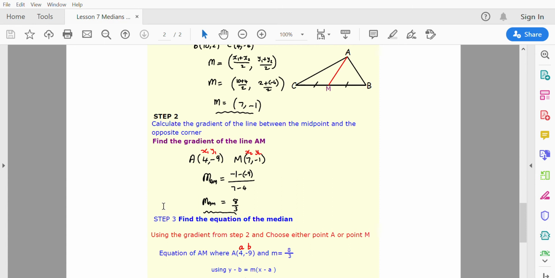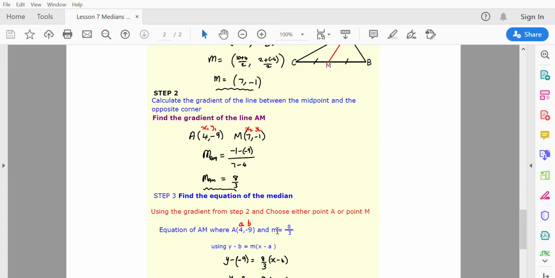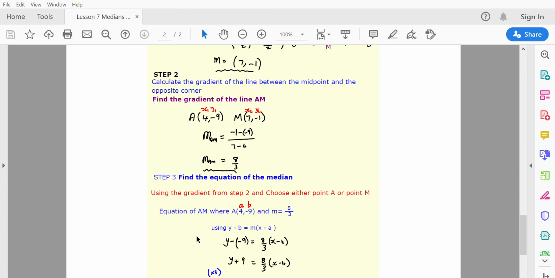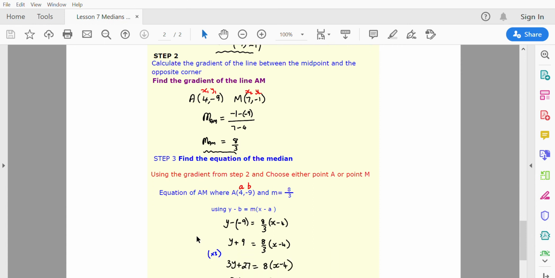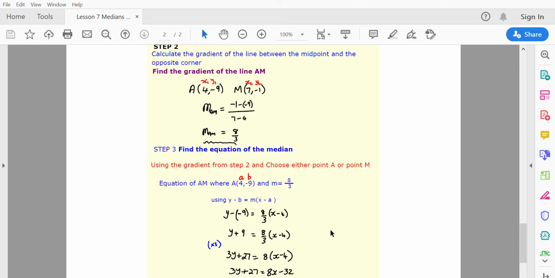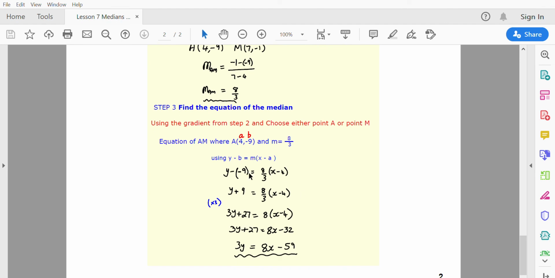Finally, you're looking to use all the information that you've got. You've got a gradient, you've got a point on the line. You can either choose A or M, it doesn't matter, you'll get the exact same answer at the end. Substituting it in, if we pick A, which is 4, minus 9, substituting in b as minus 9, your gradient m as 8/3, your point a as 4, you can put that into y minus b equals m times x minus a, and you end up with y plus 9 equals 8/3 times x minus 4.